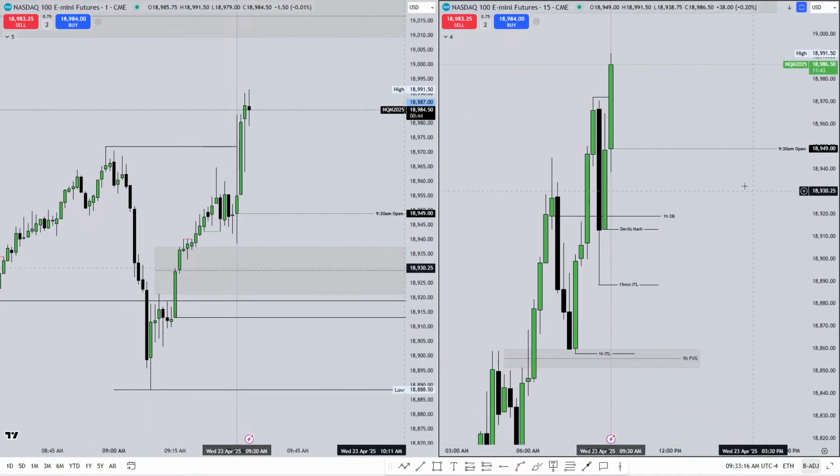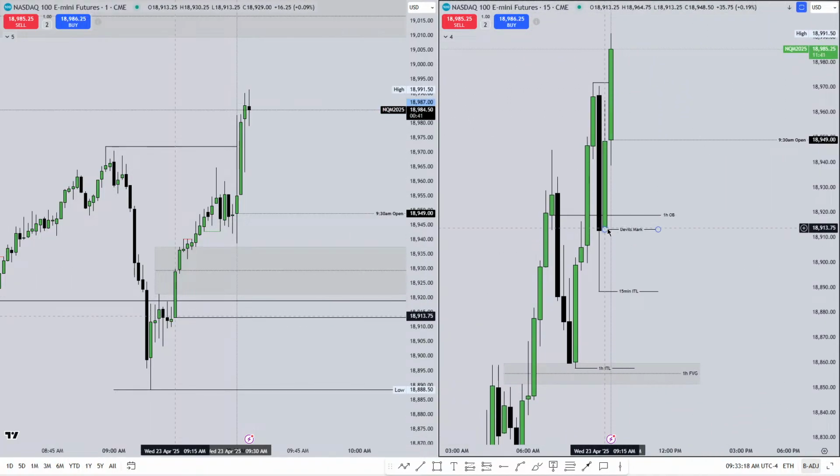This devil's mark right here, this is a candle that is wickless. So on the bottom of this candle, there was no manipulation lower. It opened and just went higher, right? So to me, that's a PD array right there that I can use as a target on liquidity.